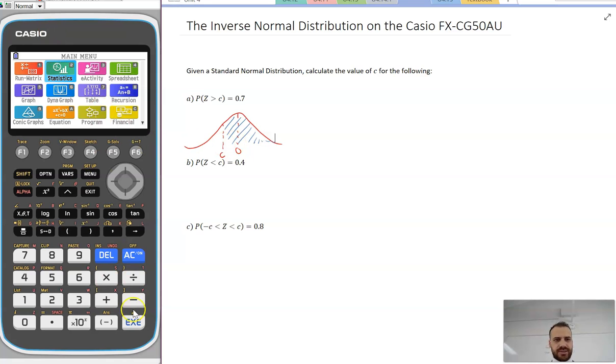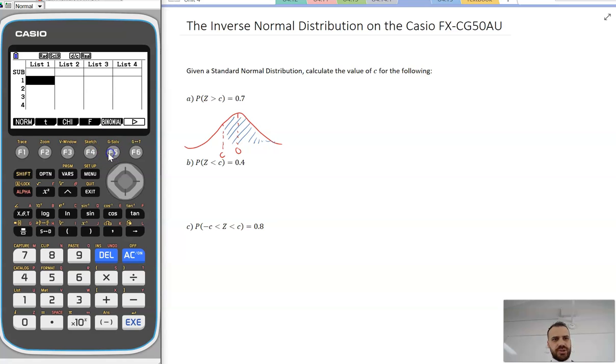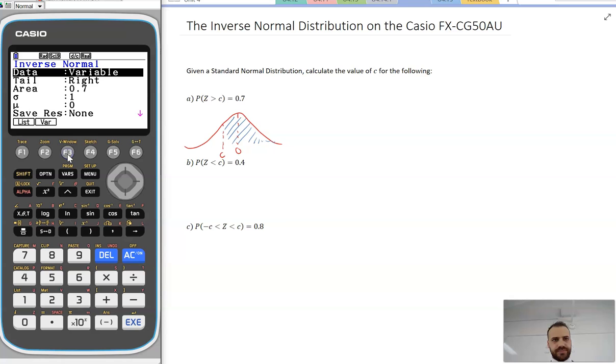All right, stats. So we're going to go into the stats mode, into distributions, normal distributions, and we're going to do an inverse normal. The first thing it asks us is tail. Do you want a right tail, a left tail, or a central tail? What it means by tail is, what half of the graph are you shading? Are you shading off to the right? Are you shading off to the left? Or are you shading the middle section? We're going to do all three in this video.